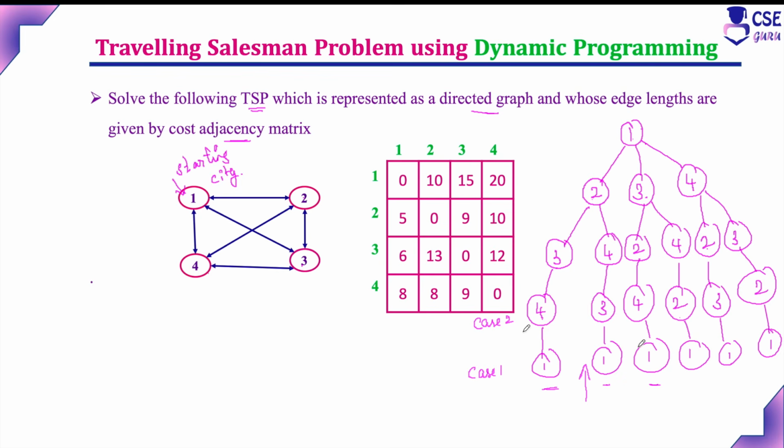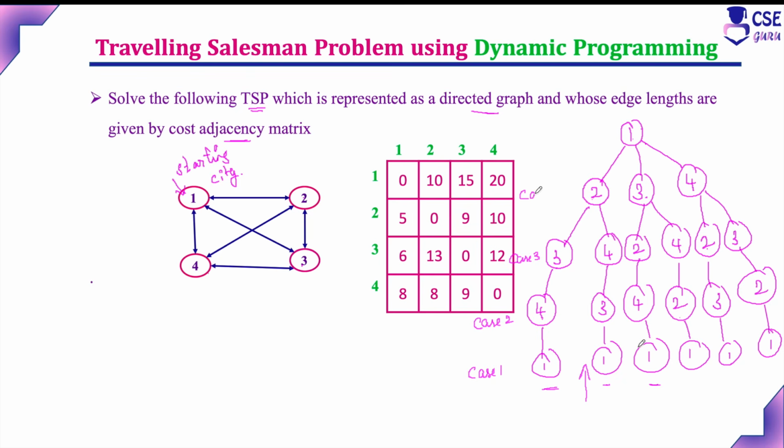That is case 2. And in case 3, you have visited the first vertex and the second vertex. Now we are visiting the third vertex. After visiting this third vertex, one more vertex is there to visit. So that is case 3. This cost we will calculate in case 3.